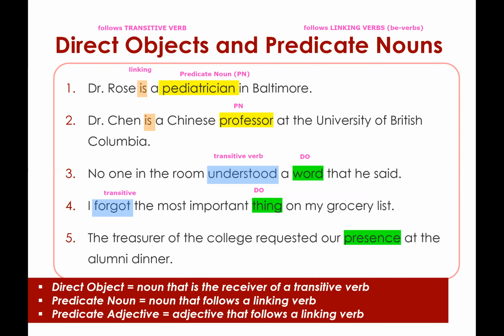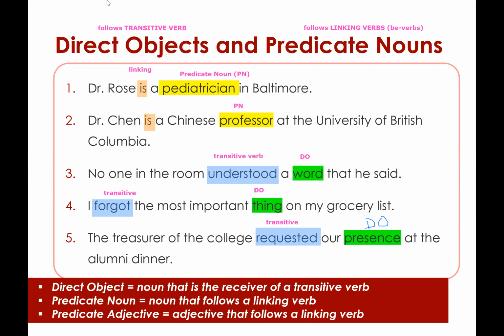Number five, the treasurer of the college requested our presence. So what is the verb? It is requested, right? And you always request something. So it is transitive. So our presence would also be our direct object, okay? And that is the difference between direct object and predicate noun. Look at your verb, know your transitive verb, and know your linking verb, okay?